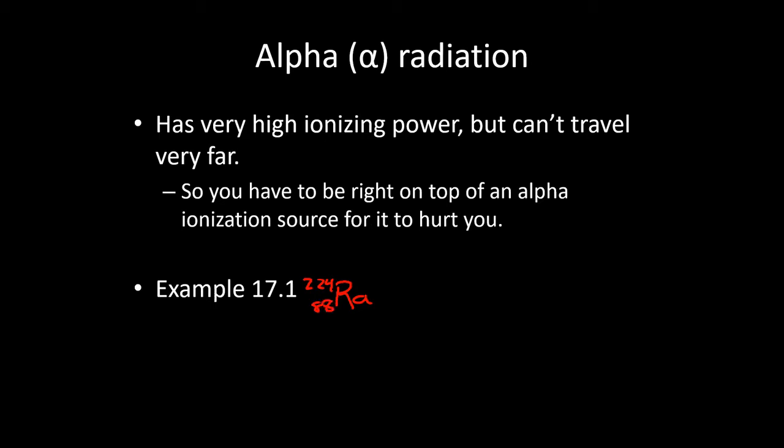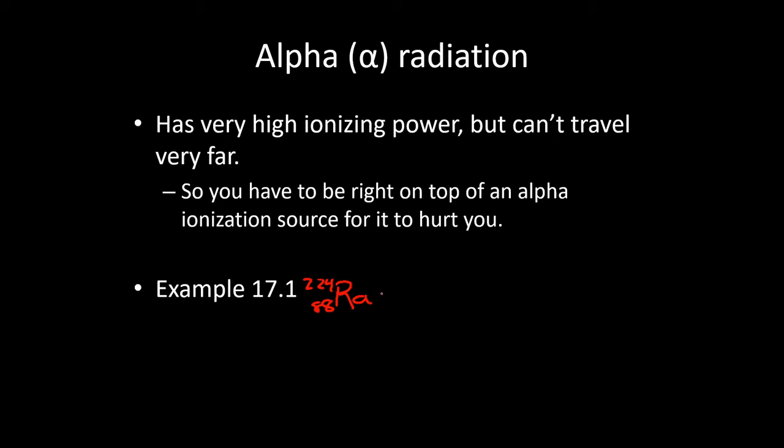Again, I get those two mixed up all the time. Radium is number 88, and it's Ra. Radon is number 86, and it is Rn. I get those mixed up all the time, unfortunately. So we have this, and it is undergoing alpha decay, and the question wants us to write the equation for that.